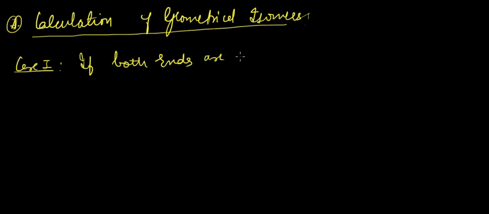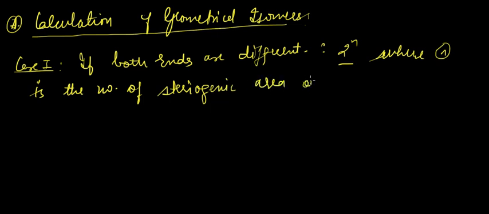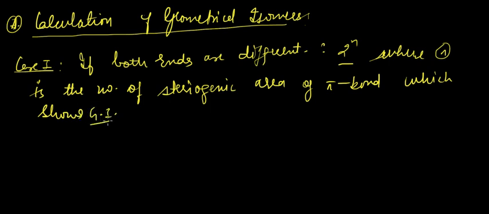the answer is straightforward, 2 to the power n, where n is the number of stereogenic areas of pi bond which shows geometrical isomerism. It can be pi bond or ring or cumulene or any of those structures we mentioned in the first lecture when we were discussing geometrical isomerism. So where n is a number of stereogenic areas of pi bond which shows, okay, so to be more clear, it can be pi bond or ring, cumulene, anything, right?